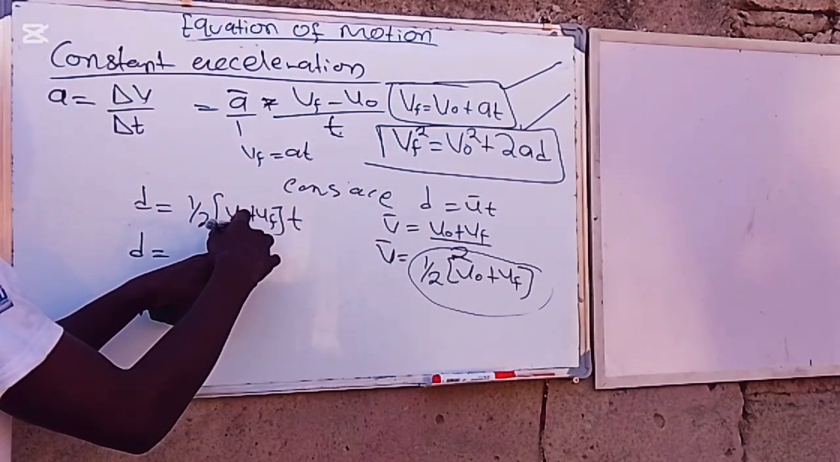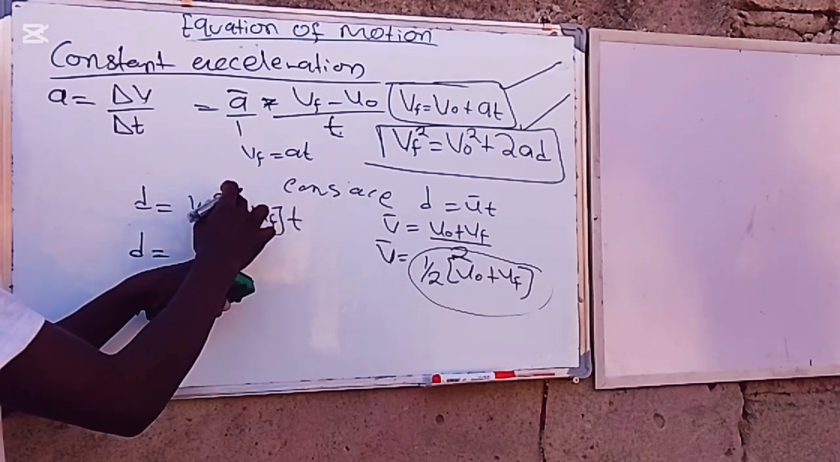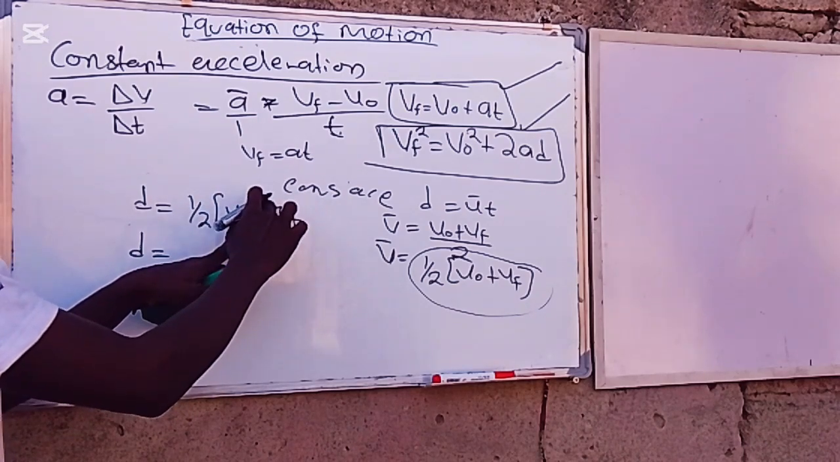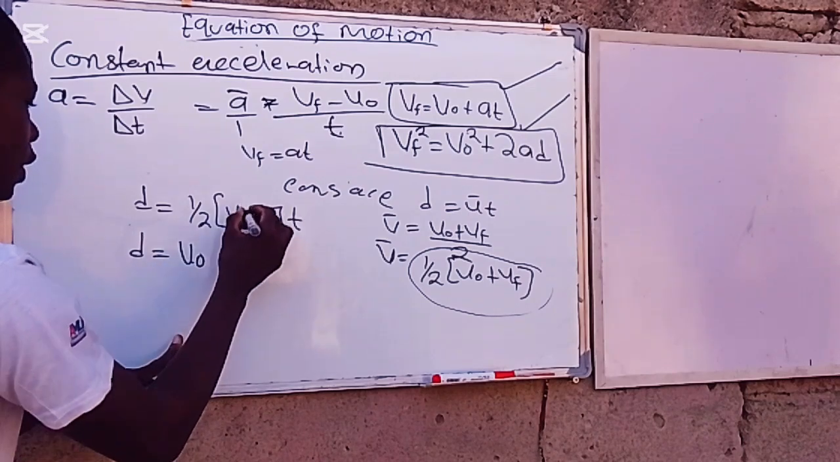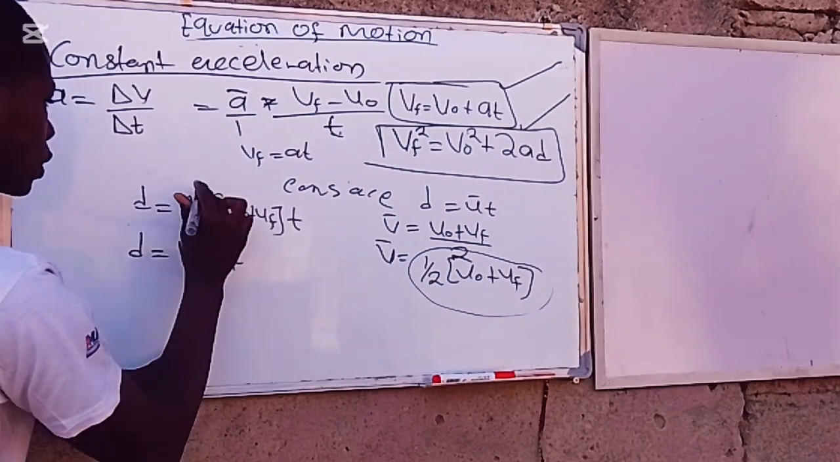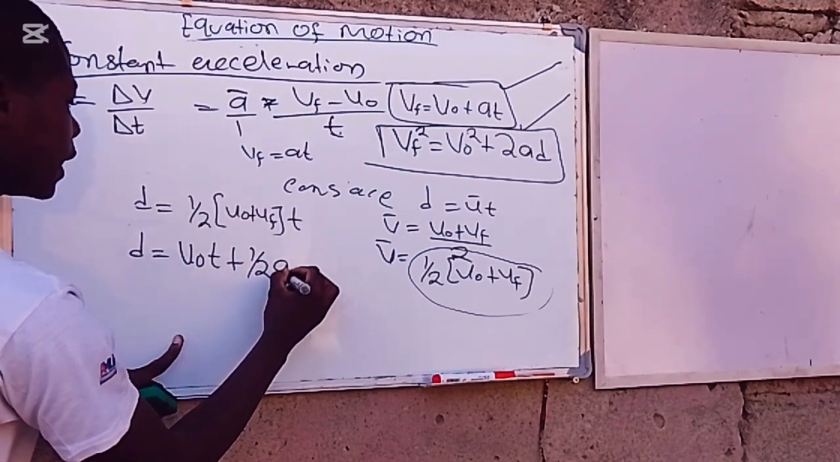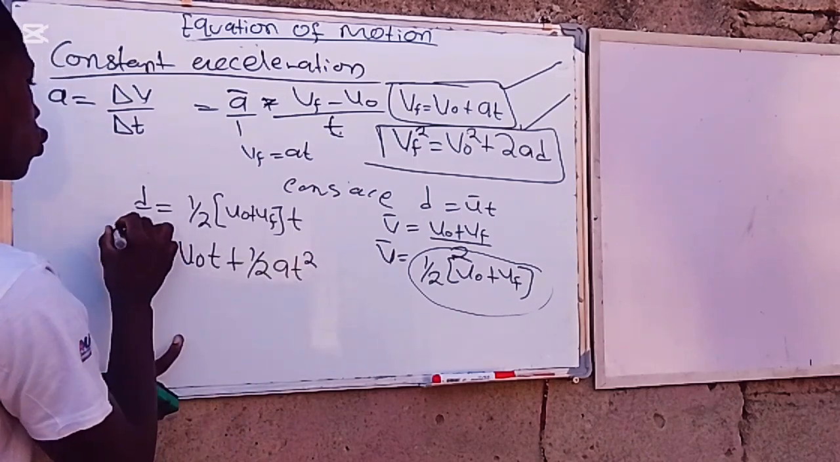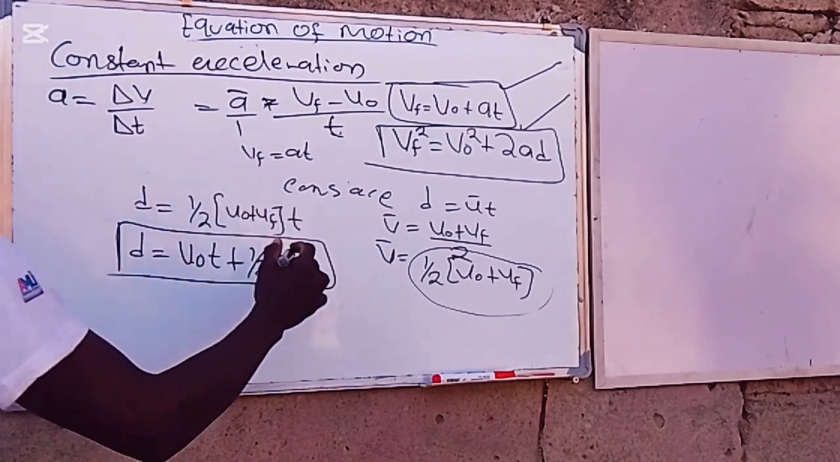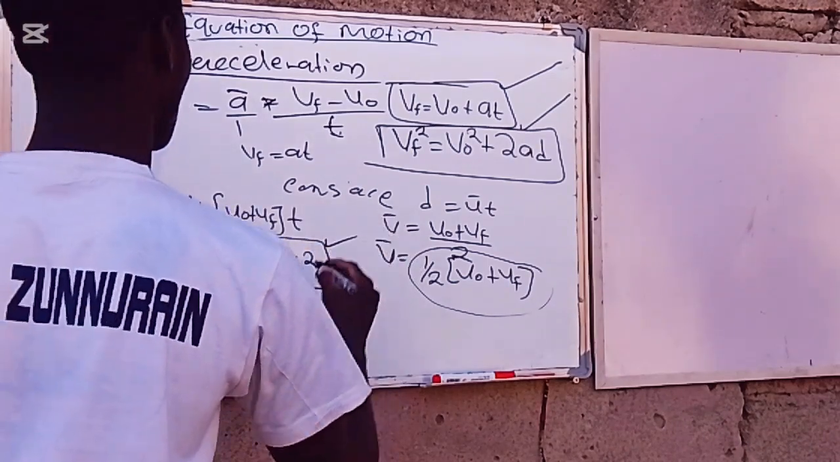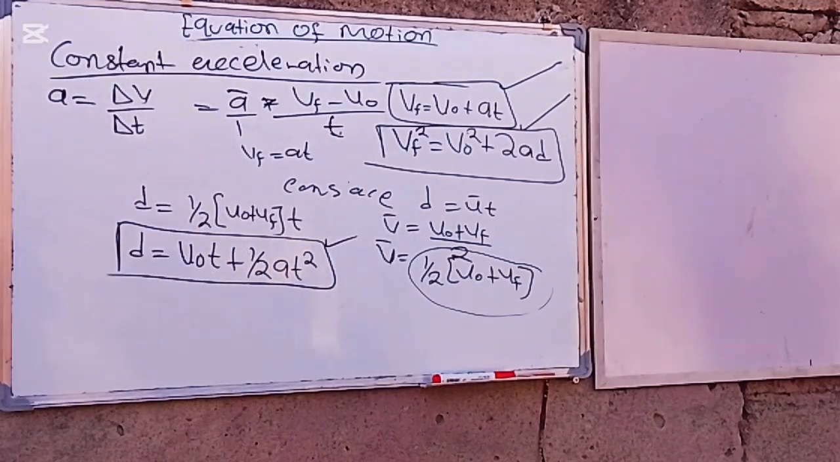So at the end, this t multiplied by this v f, which is a t, should now become a t squared. So therefore, this is the same thing as saying v naught t plus a half a t squared. So therefore, this is a new relation of equation under motion. So you have to keep this in mind.